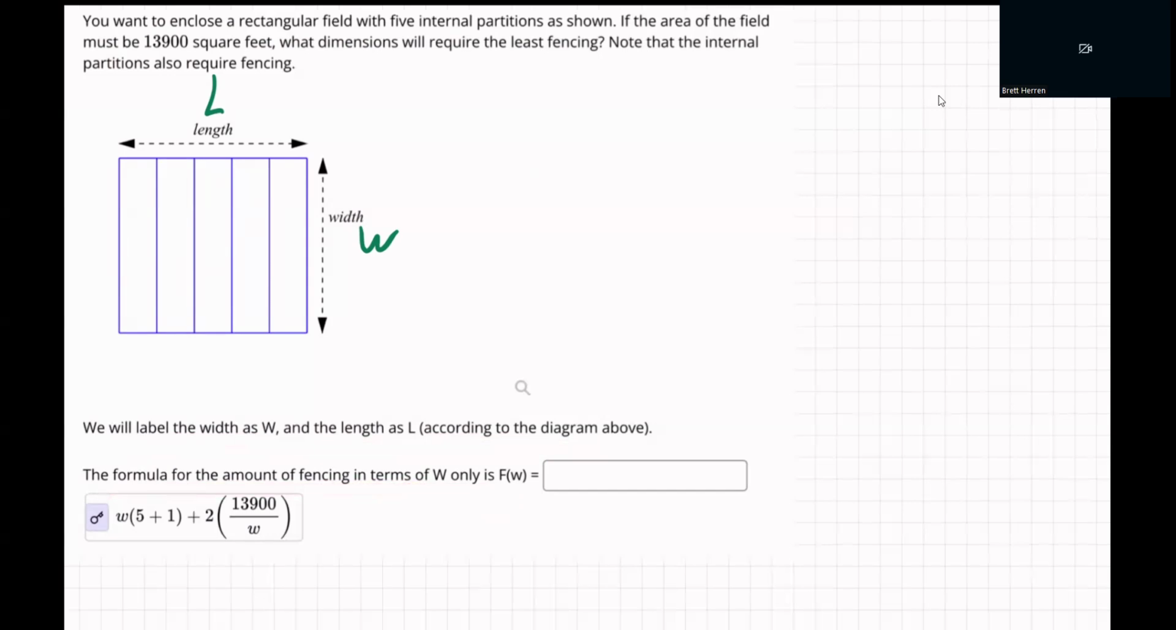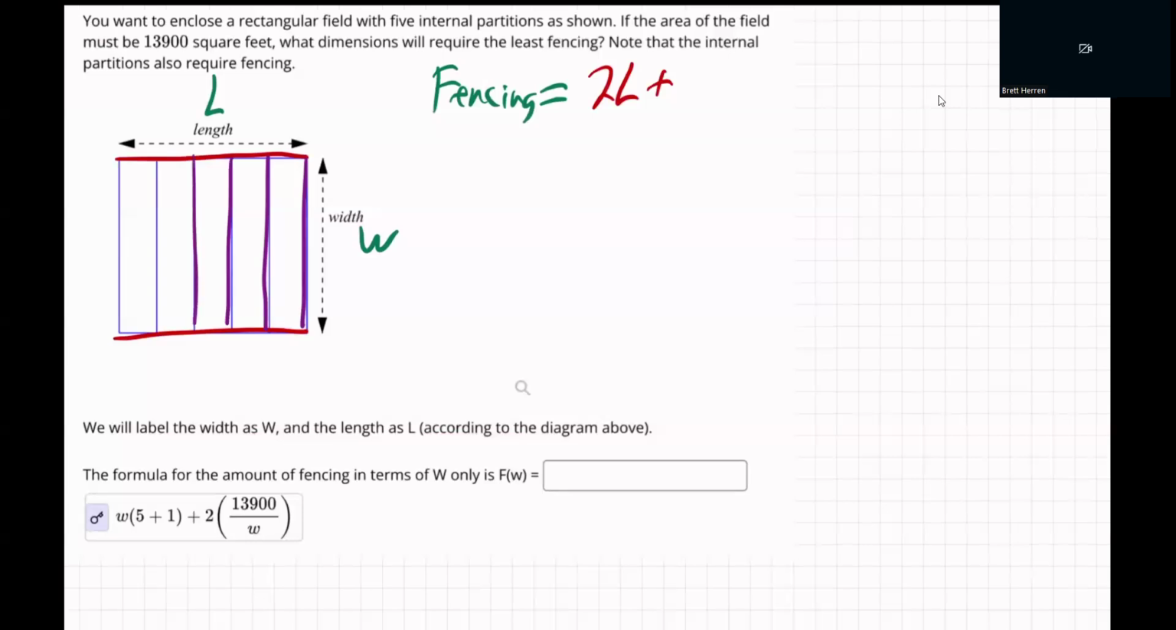So let's just start. What's the amount of fencing? Well, we'll have a length and a length, right? The length is all the way top and bottom, so 2L plus, and then we'll have a width, a second width, third width, fourth, fifth, sixth width. And that's all the fencing, right? So two lengths and six widths.